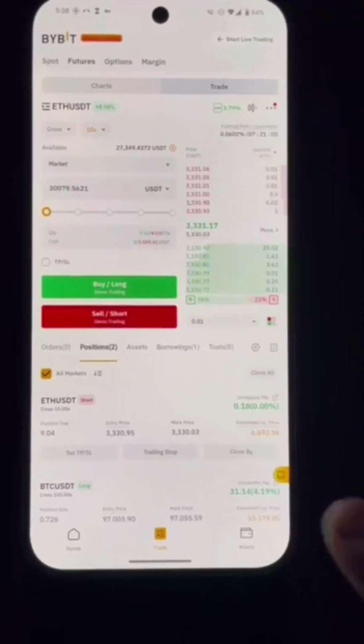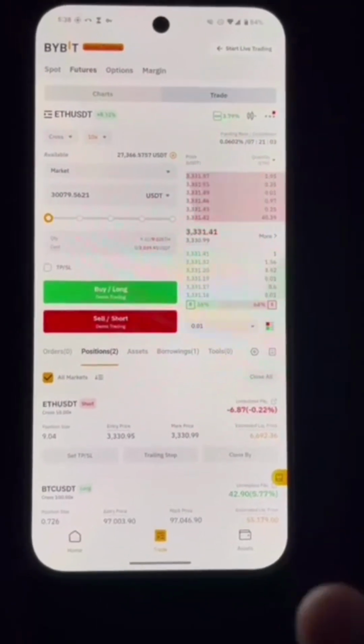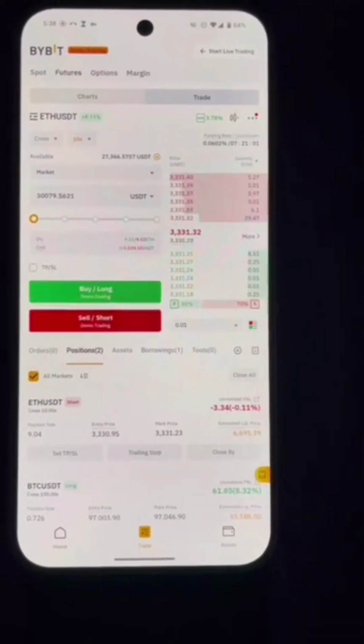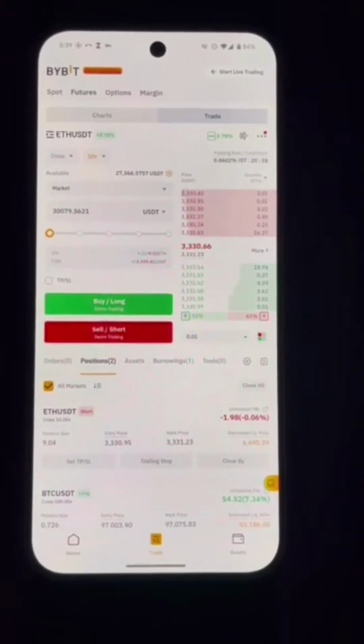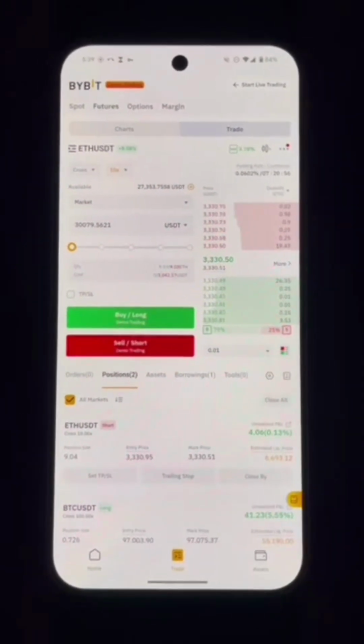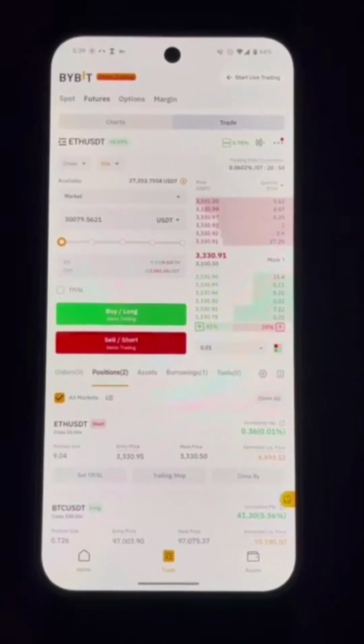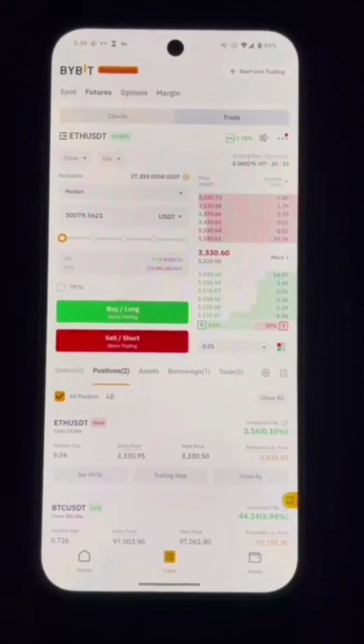Whenever you enter a trade, make sure you look at that liquidation price very, very carefully, because if not, you end up liquidating your account without hitting your stop loss. So this is why you liquidate your account. You should be very, very careful how you use this thing.